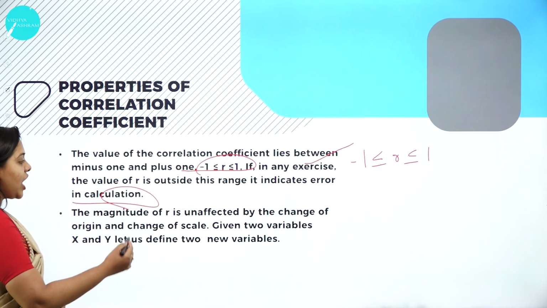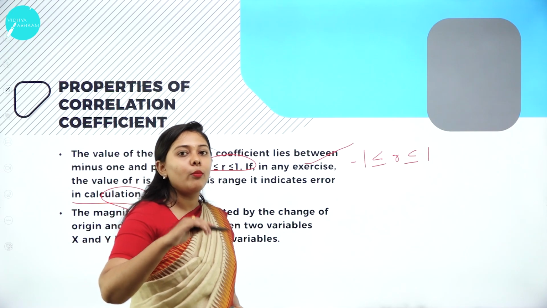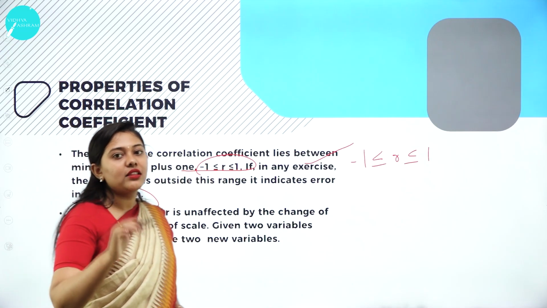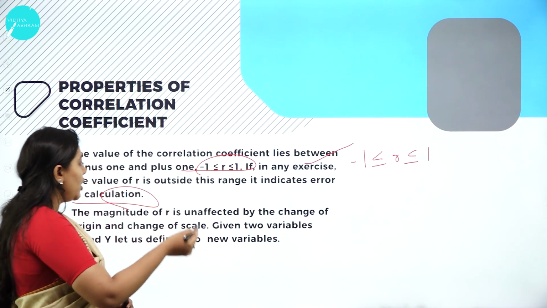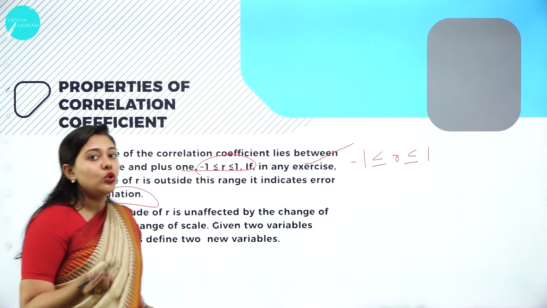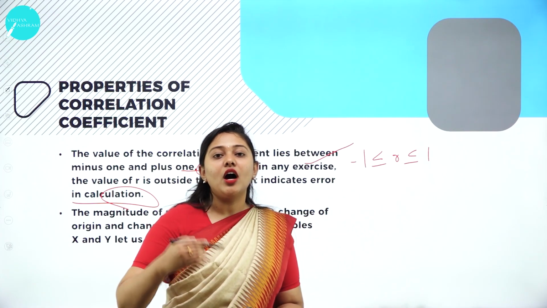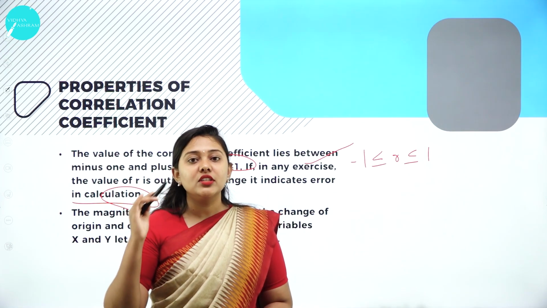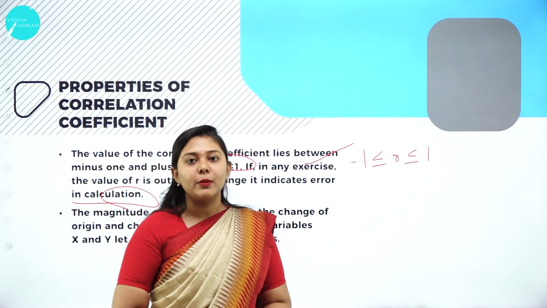The magnitude of r is unaffected by the change of origin or change of scale. Irrespective of multiplication or division, it is unaffected. Change of origin and scale is nothing but subtraction and division or multiplication, so that doesn't affect your correlation. Given two variables X and Y, let us define a new variable. By understanding this, you will be able to know what correlation is. It ranges between -1 and +1, so the value you calculate should be within this range itself. If it exceeds, the problem is wrong.